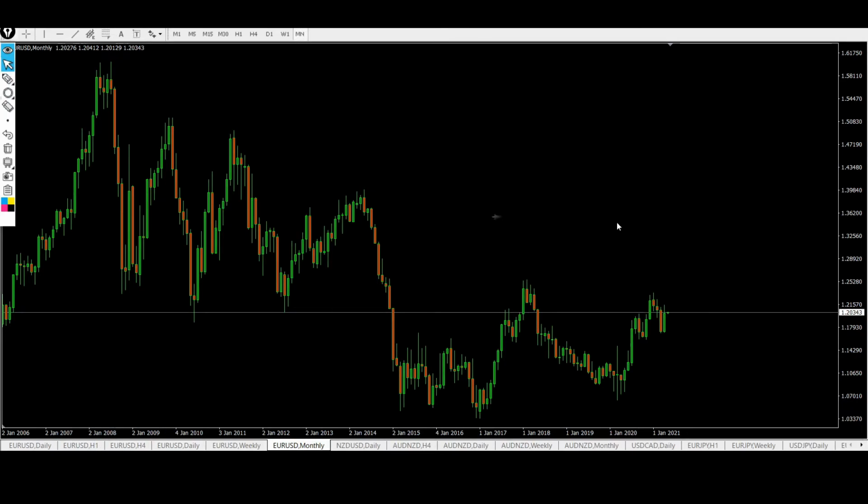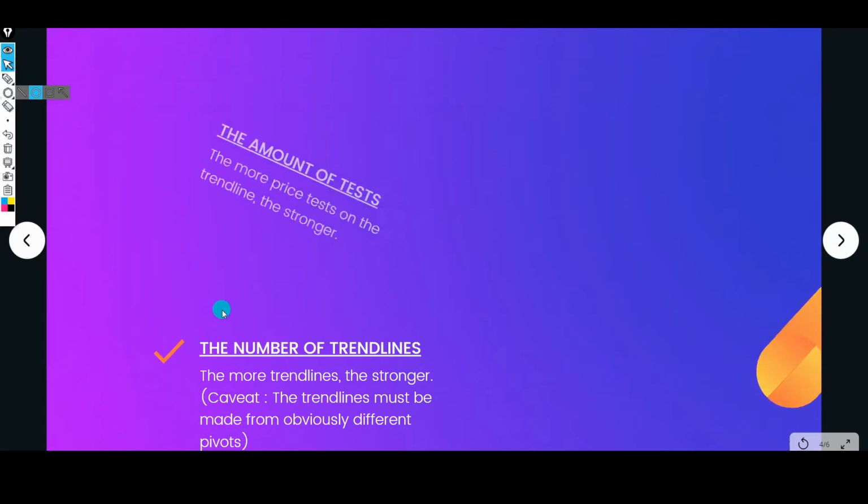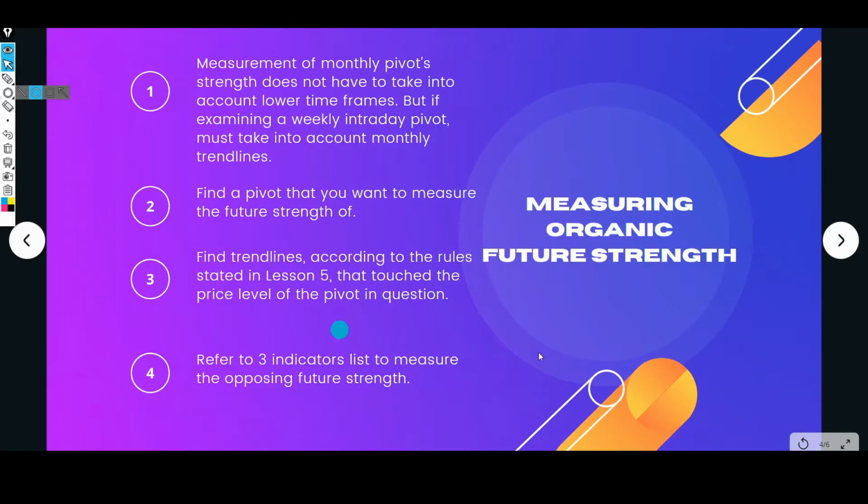Okay, so now that we know how to gauge the future short strength of a trend line, let's go on to how to measure the organic future short strength of a trend line. Okay, let's go on to the next slide. All right, measuring organic future strength. Okay, so let's go to number 1. The measurement of a monthly pivot strength does not have to take into account the lower time frames.